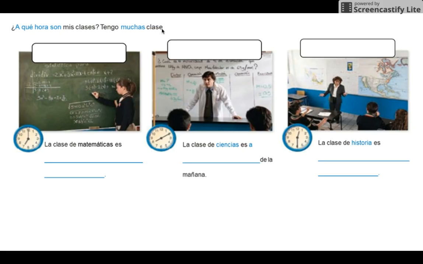Now there's an S missing here. Not sure why it didn't show up or it's not there, but there should be an S. So go ahead and write an S because this should say Tengo muchas clases. I have a lot of classes. And the three classes we're going to use for the example are matemáticas, ciencias, and historia.